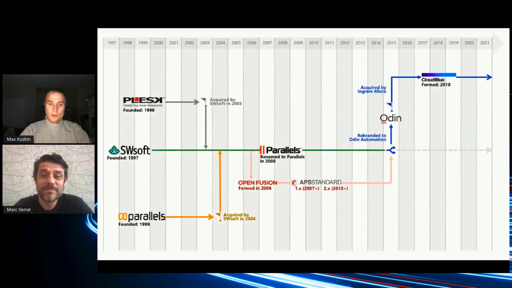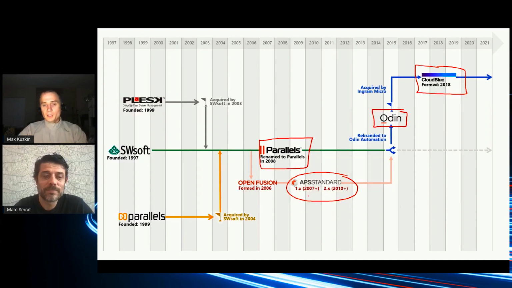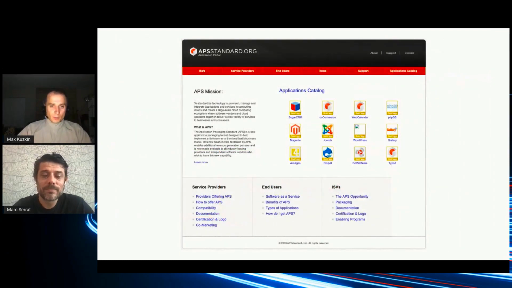We appreciate your time. So APS standard is a technology that we've created in previous phases of our company, because currently we're at CloudBlue, but before we released products under the brand of Odin. The product was called Odin Automation and Parallels Automation before. And APS Standard was a technology that standardized integration for provisioning, management, and integrations of applications into different service provider control panels, like Parallels Automation and what became CloudBlue Commerce.